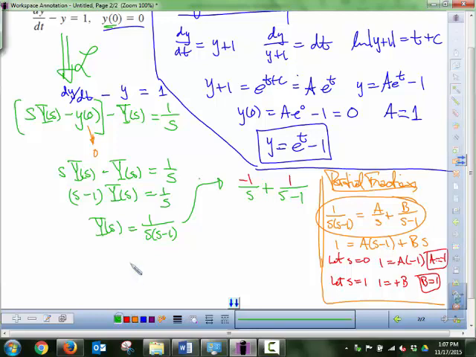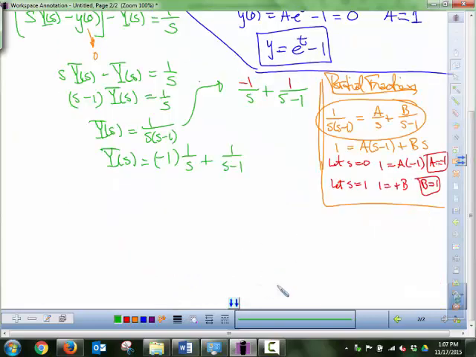So now your y of s is equal to -1 over s. Let me put it like this. Since we're using what's called linearity, it's like a scalar multiple. That negative sign is actually a -1 scalar multiplied times 1 over s plus 1 over s minus 1. That's not a big deal, but I just want to make that absolutely clear.